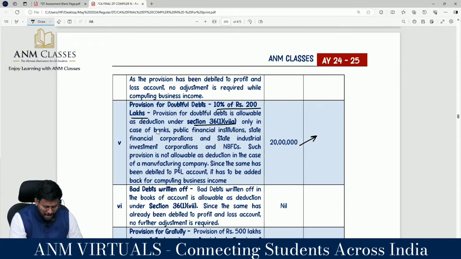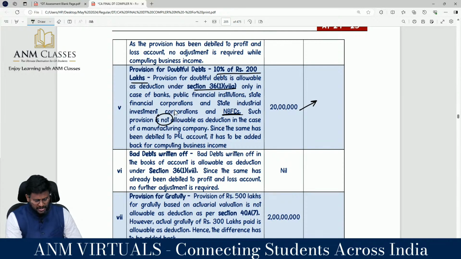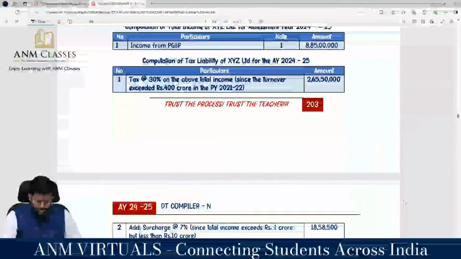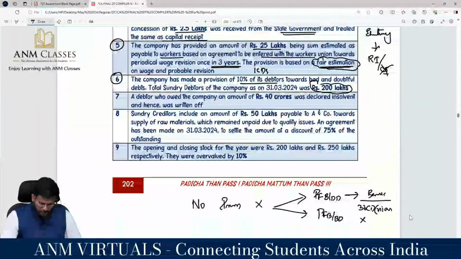Only in case of bank, public financial institution, state financial corporation, state industrial investment corporation and NFC. Such provision is not allowable as deduction in case of any company. Since the same has been debited to P&L account, it has to be added back for computing business income. Clarity? I'm moving to the next point.